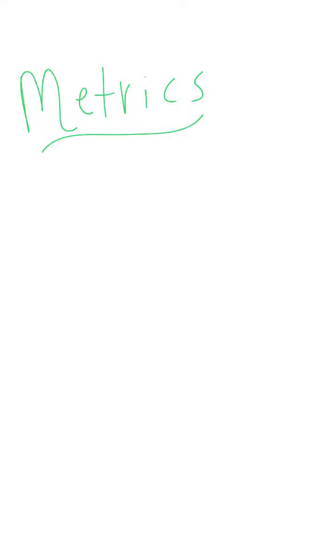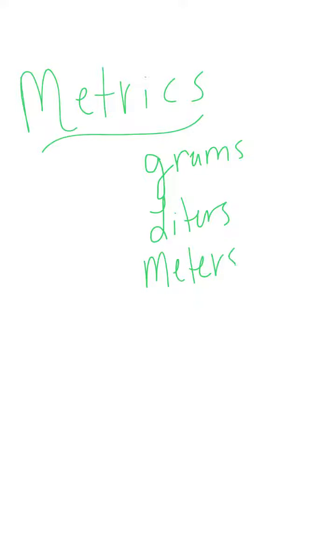All right, the metric system has units of measure. For mass, the units are grams. For volume, we use liters. And for distance or length, we use meters. Now these are all units of the metric system.